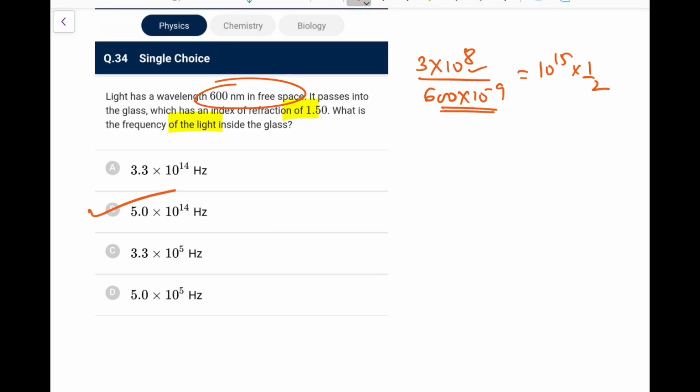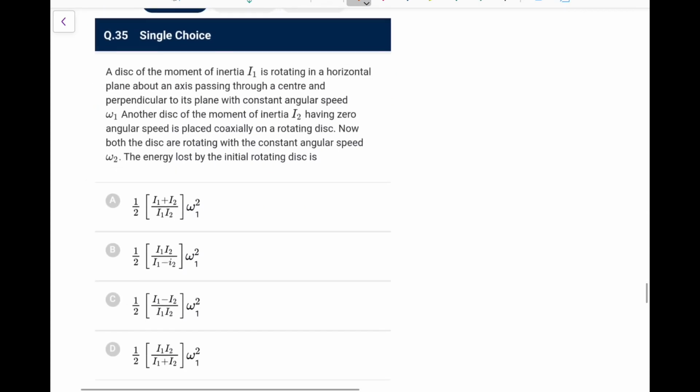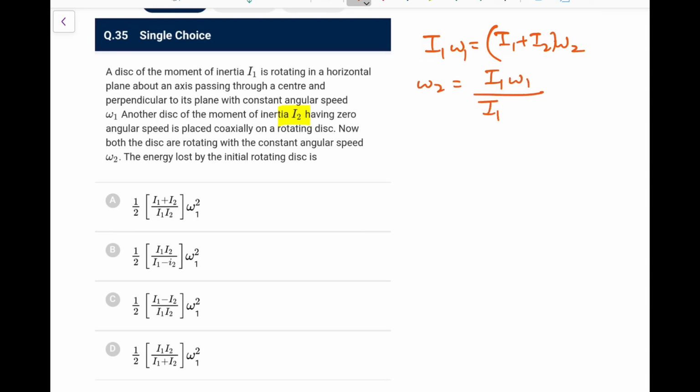Next, a disk of moment of inertia I1 is rotating in a horizontal plane about an axis through its center and perpendicular to its plane with angular speed omega 1. Another disk I2 having 0 angular speed is placed coaxially. Both are now rotating with constant angular speed omega 2, the energy lost. It is a classical problem of angular momentum conservation. No external torque acts about the axis, so I1 omega 1 would be I1 plus I2 into omega 2. So omega 2 comes out as I1 omega 1 upon I1 plus I2.